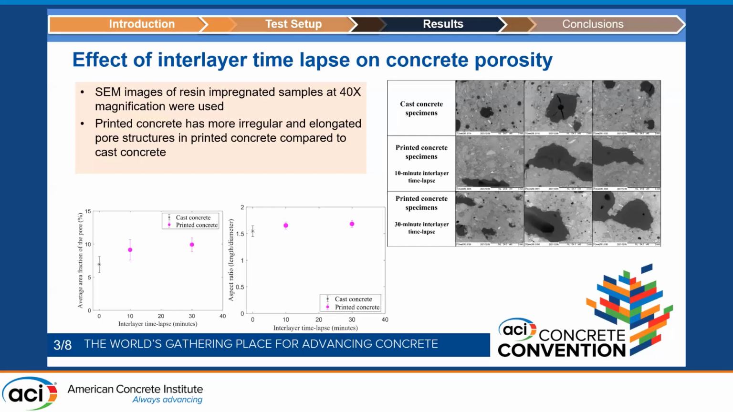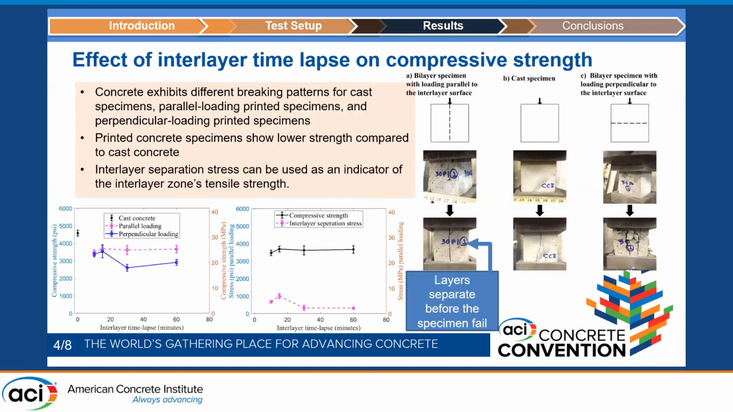Having elongated pores and more pores may be bad for the concrete itself, because elongated pores mean higher stress concentration at the corners of the pores. Now, compressive strength. I used 2x2 cubes for compressive strength. For printed concrete, I used two different loading directions: one parallel to the interlayer surface, and the second perpendicular to the interlayer surface. For both of these, I used a bi-layer specimen, which means we have only two layers.